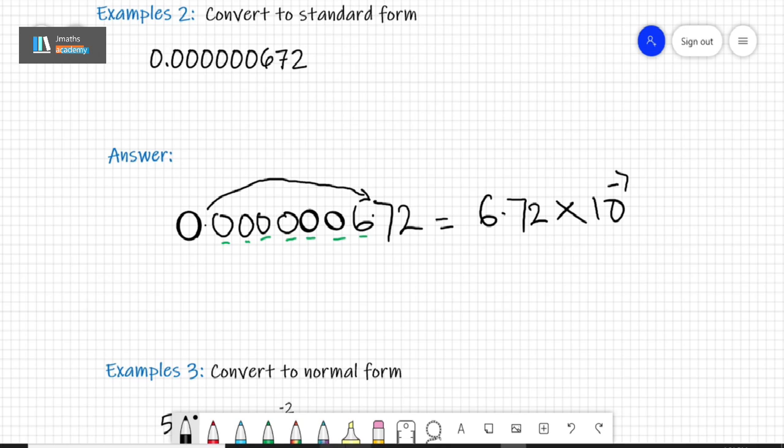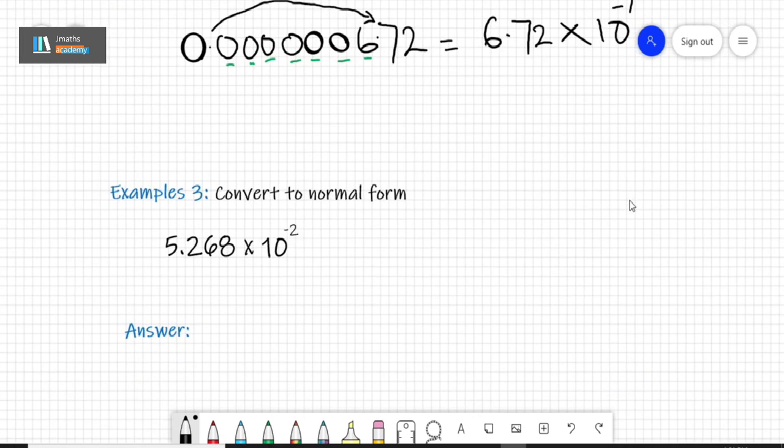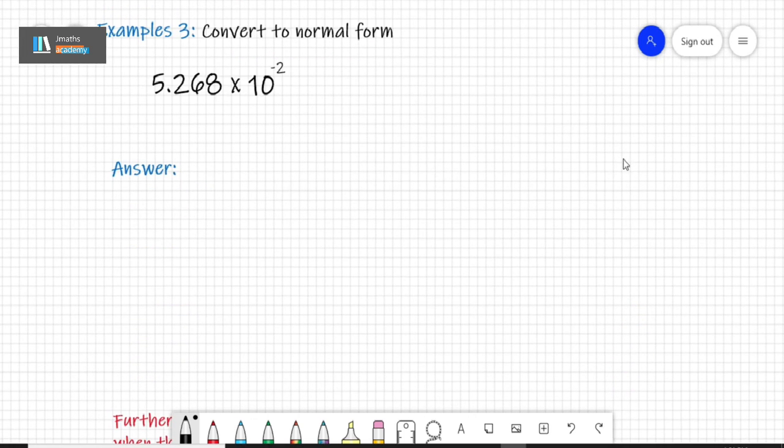Let's move on to the next example. So here we are to convert back to decimal form or normal form. We have 5.268 multiplied by 10 raised to the power of minus 2. So notice our exponent is negative.